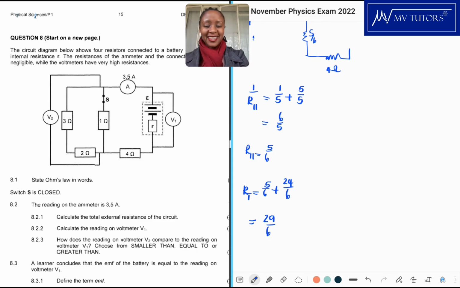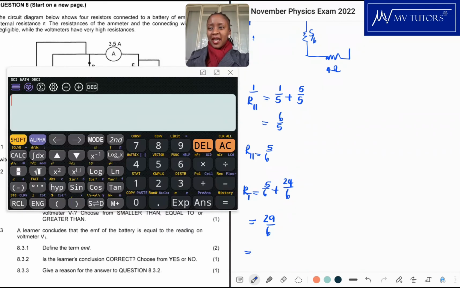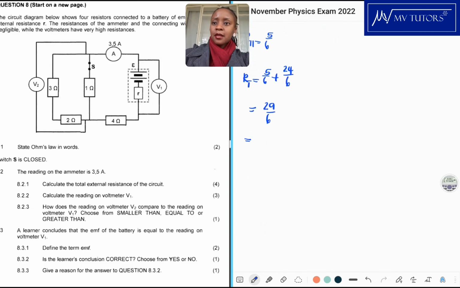Now I really need the calculator. Let me get it quickly and then we'll finish this. Okay, now we have the calculator and we can say 29 divided by 6 and we get 4,83. So that is the total resistance in the circuit, 4,83 ohm. That's a nice 4 marks.